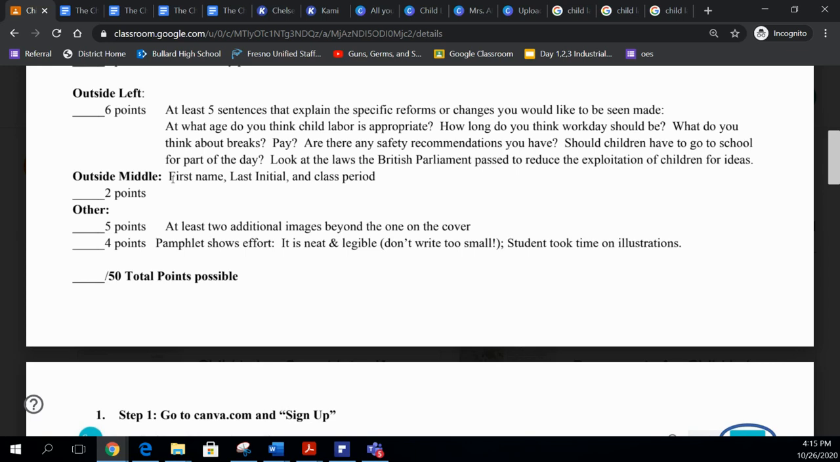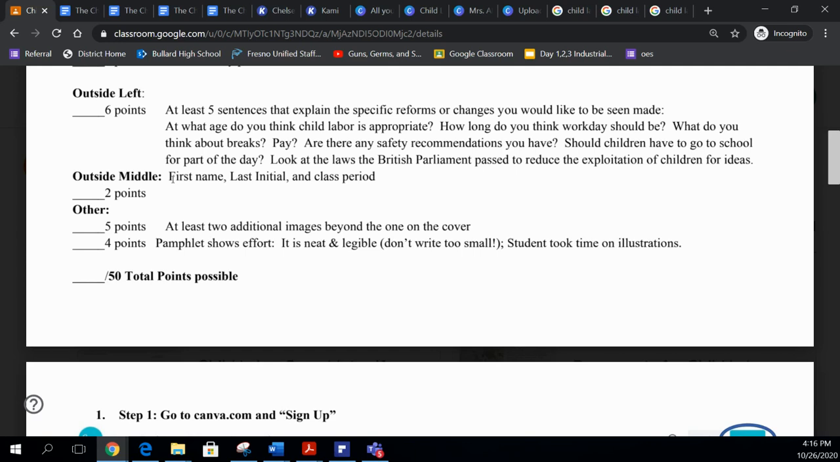And then the effort portion is the next set of points. So you've got another 4 points for showing effort. It's neat, it's legible, you didn't write too small, took time on the illustrations. Now, note on that, we're doing this on the computer, and I'm going to teach you how. We're going to use a website called Canva, which is awesome for any type of project where you have a presentation, if you need to make a poster, whatever it is. I think you're really going to like it. So I'm excited to show you this. But if you want to do it on paper, that's fine. You're just going to need to submit a picture. Let me know that that's what you're doing, so I know not to look for it in the computer.